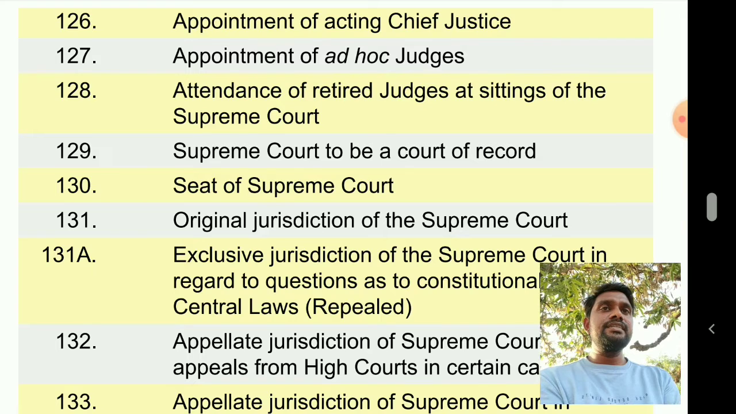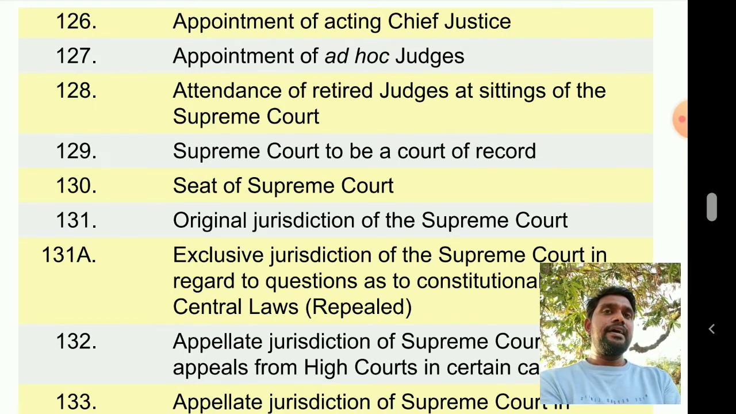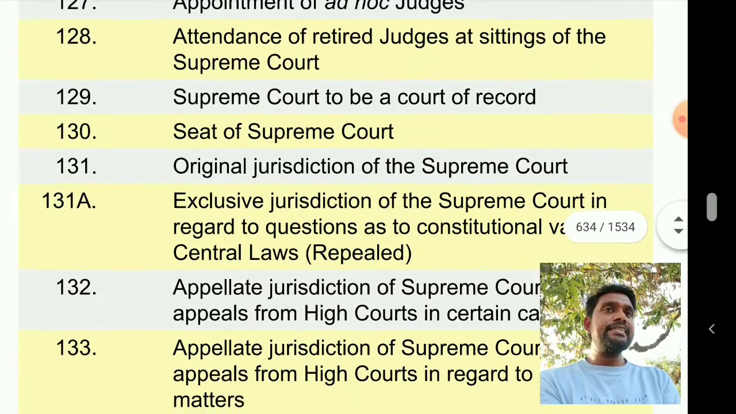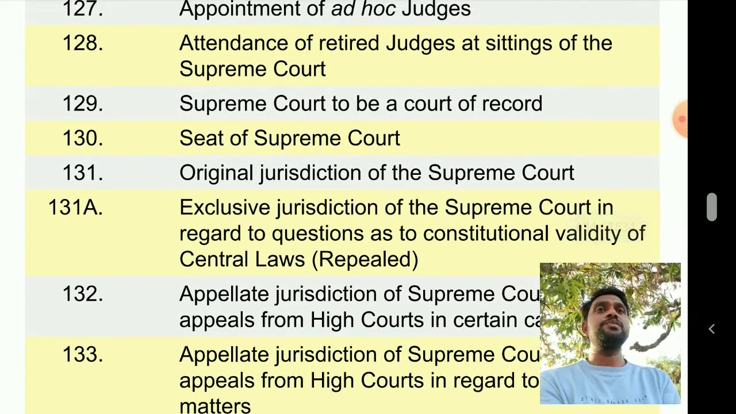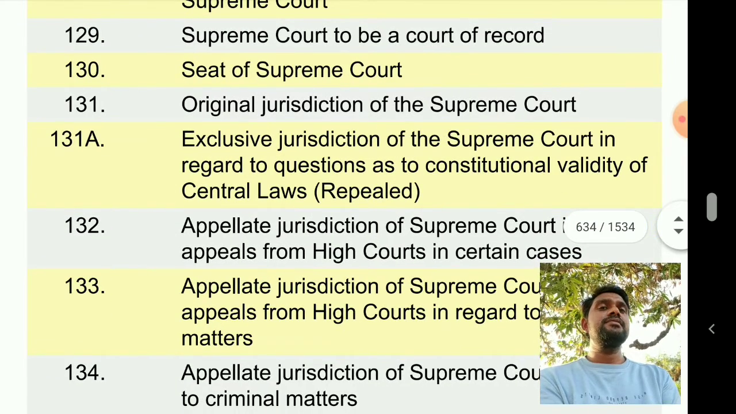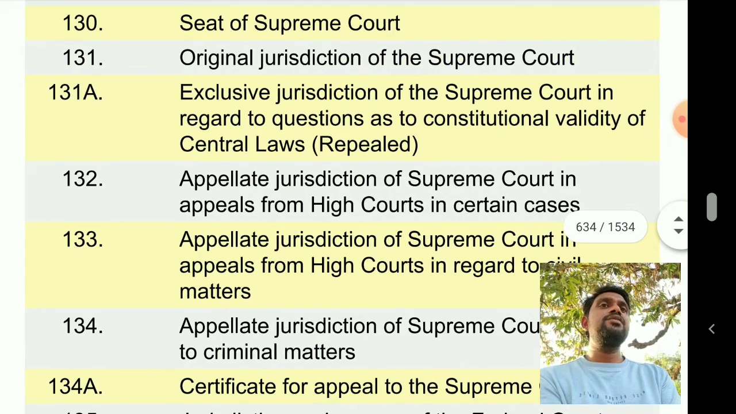Under Article 127, appointment of ad hoc judges. Under Article 128, attendance of retired judges at sitting of the Supreme Court. Under Article 129, Supreme Court to be a court of record. Under Article 130, seat of Supreme Court, that is where? In Delhi. Under Article 131, original jurisdiction of the Supreme Court.